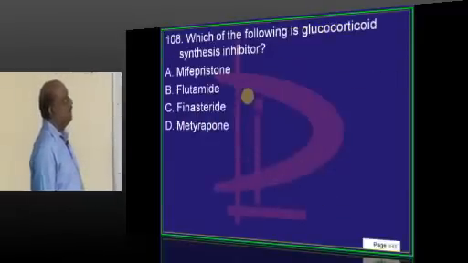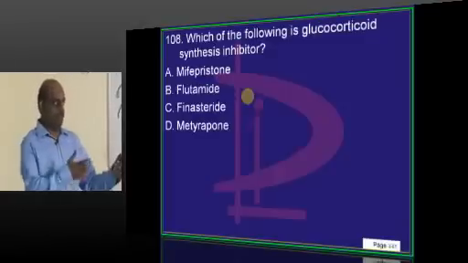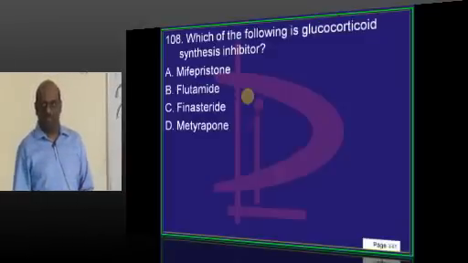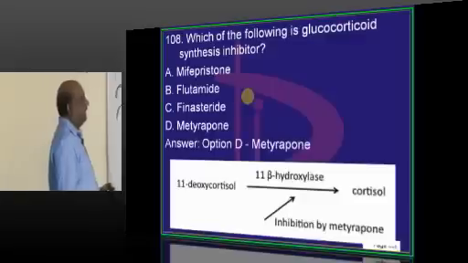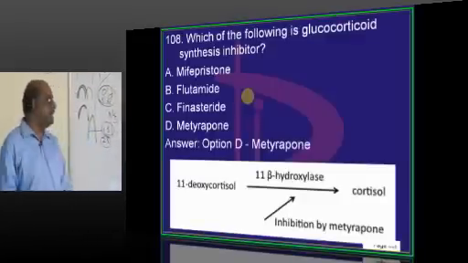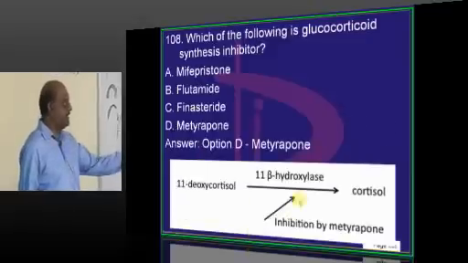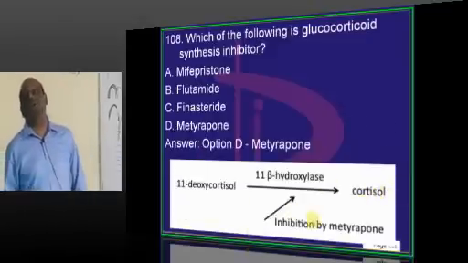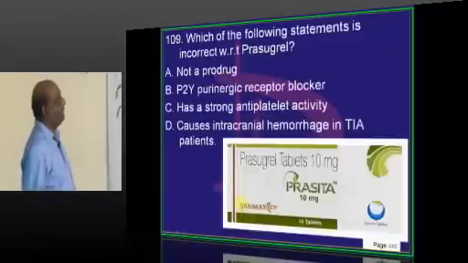Now, glucocorticoid production, yes, please have some good cup of tea. If you take metyrapone, it is the inhibitor of 11-beta hydroxylase and that decreases the cortisol production is what you need to remember.